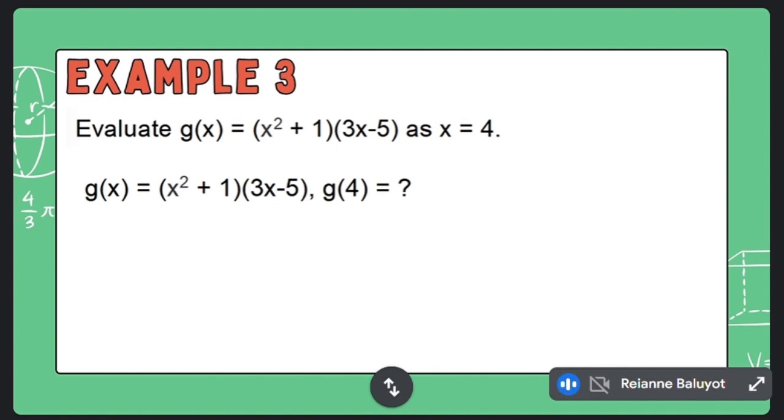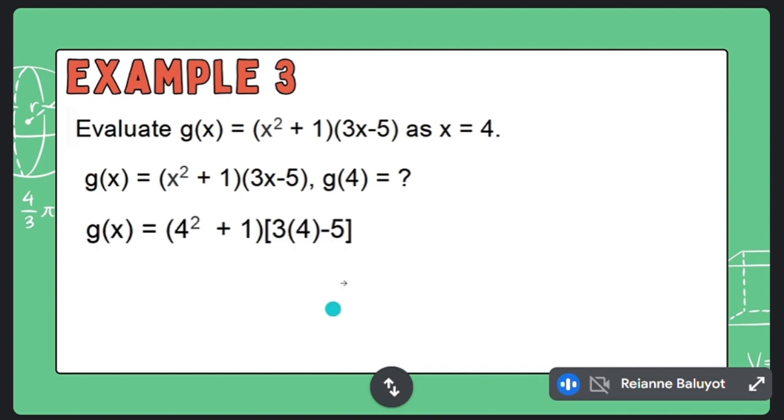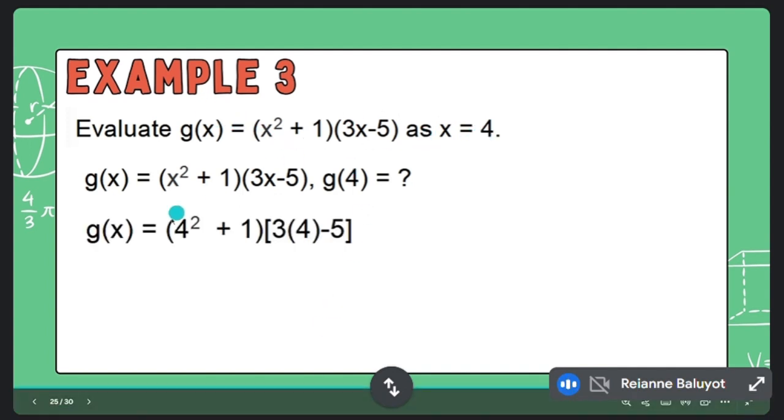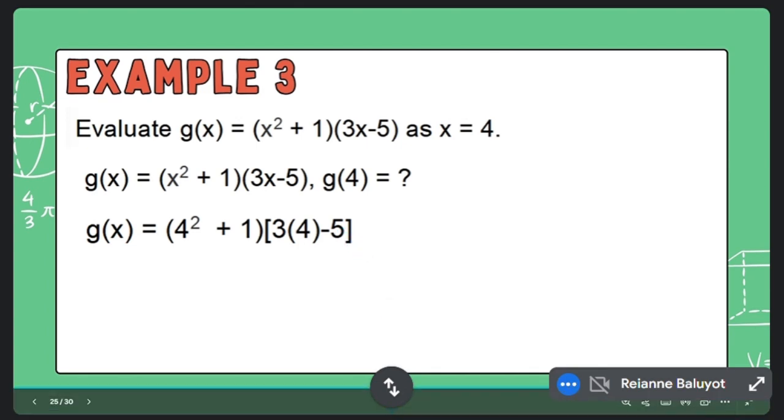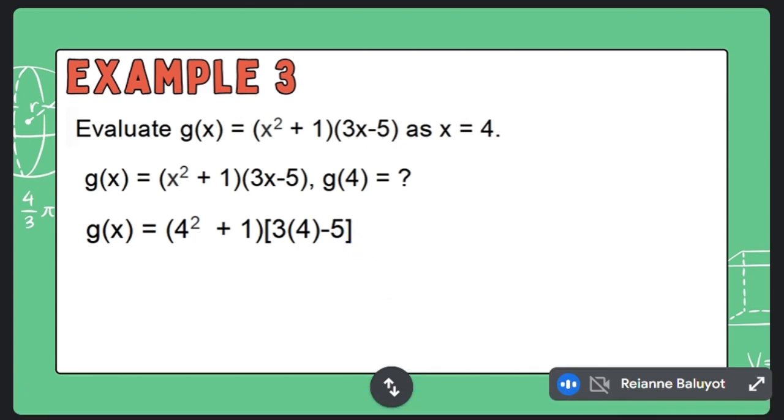So for our problem, we are going to find the value of g of 4. Now let's substitute the value of 4 into our function. As you can see here, we already substituted the value of 4. Now our new function is g of 4 is equal to the quantity 4 squared plus 1 multiplied by the quantity 3 times 4 minus 5. Okay, let's perform the given operations.